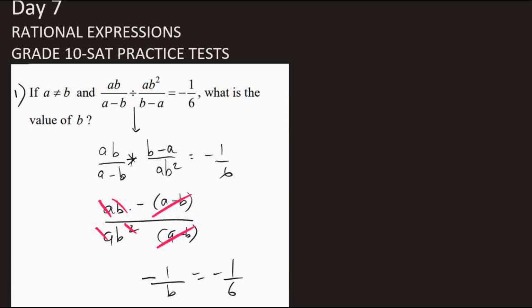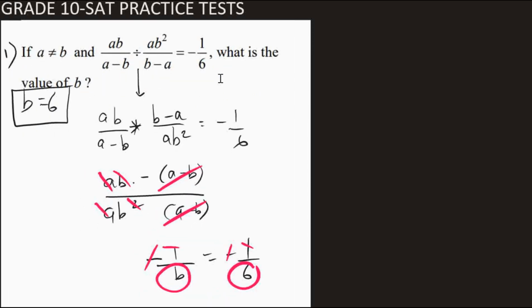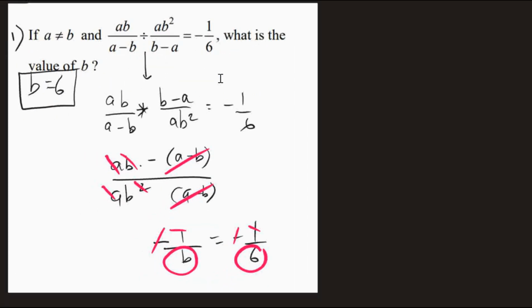So this one cancels, cancel, cancel, cancel. So B is equal to 6. That will be our answer. So B is equal to 6. This is our answer. If you have any question, please feel free to write in the comment section.